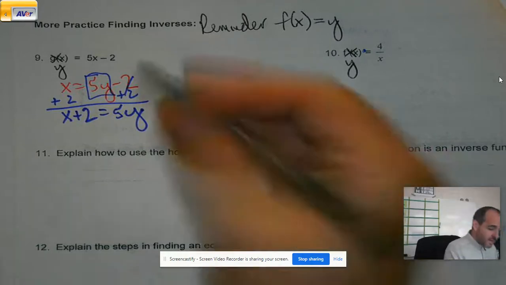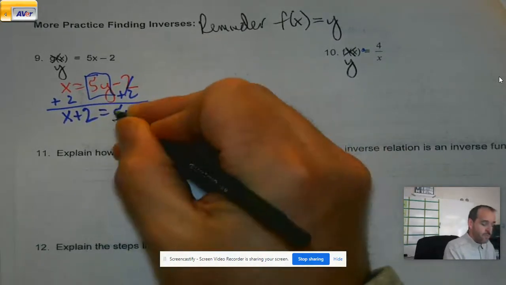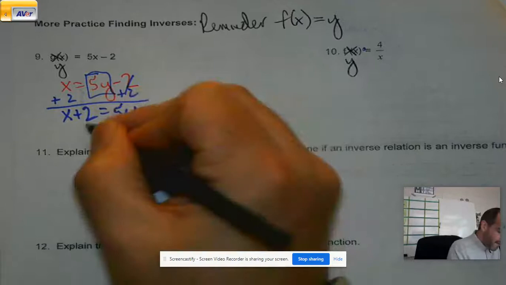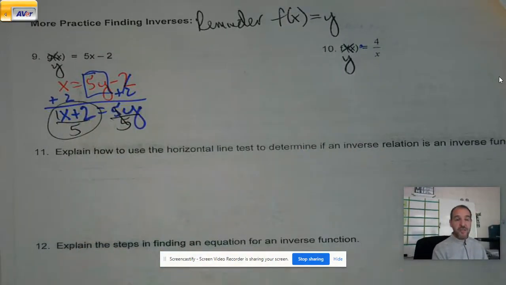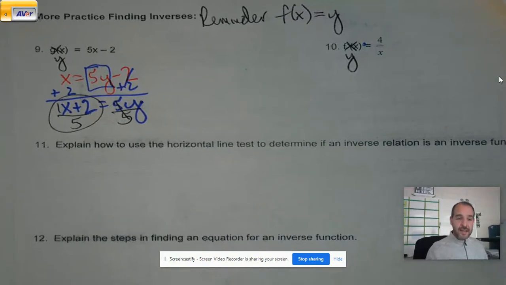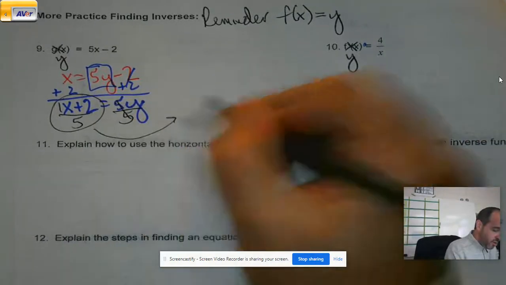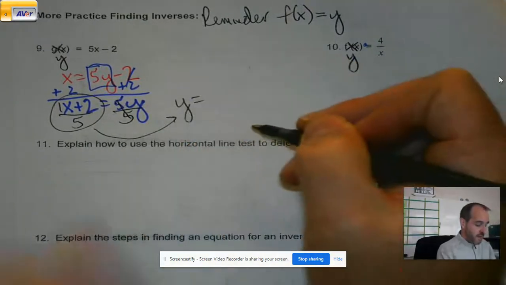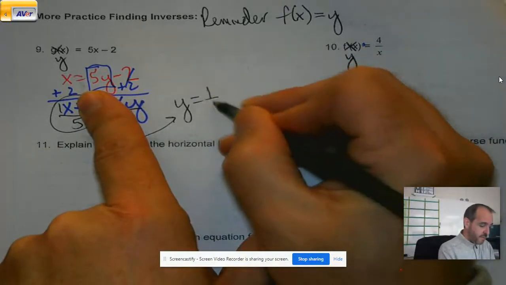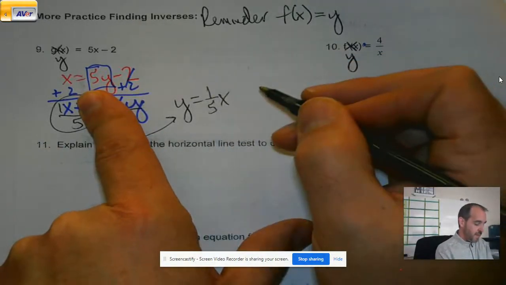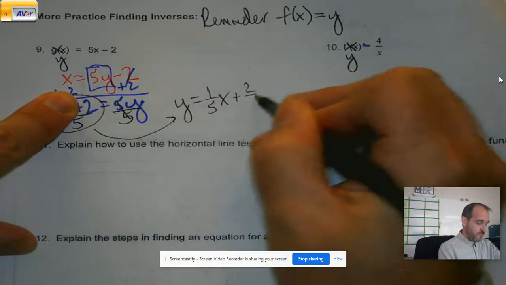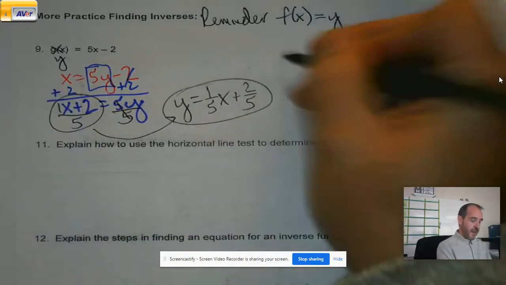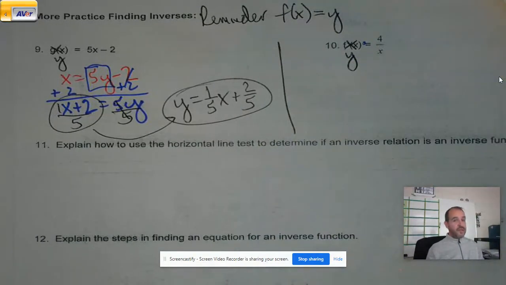And again, with your answers, you have options. Since we're multiplying by 5, we're going to divide by 5 on both halves. This is a perfectly acceptable answer. But again, if you don't see that as an answer on something, you may have to separate these: 1x over 5, or 1/5 x, plus 2/5, since it doesn't simplify any further. Equivalent answers, just a little different.